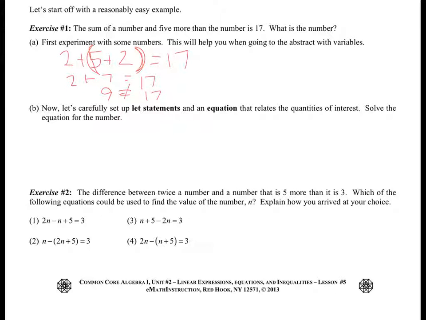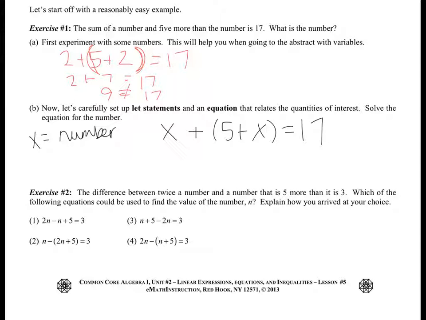So let's let x equal the number, okay? So there's our let statement. x is the number. So an equation: the sum of a number and 5 more than the number is 17.